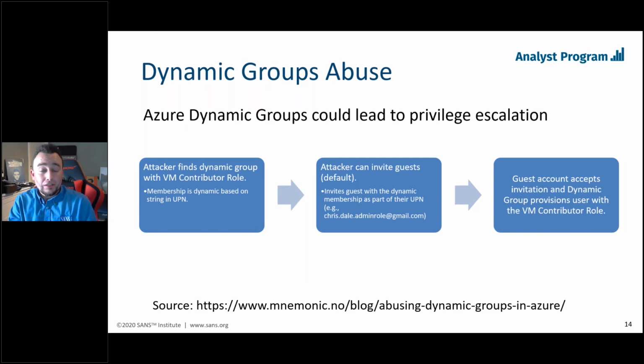In Azure, attackers with access to someone's account can invite guests into Azure. This guest that you invite can have this dynamic string inside of the name. For example, here you see chris.dale admin role at gmail.com. I can register this email today, and if the admin role here is the deciding factor of me being a member of a group or not, well then, just like that, we have privilege escalation, and we can now spread into more workstations and other systems in Azure.